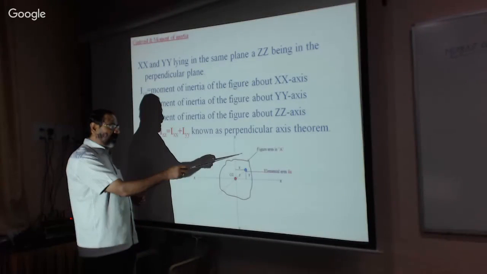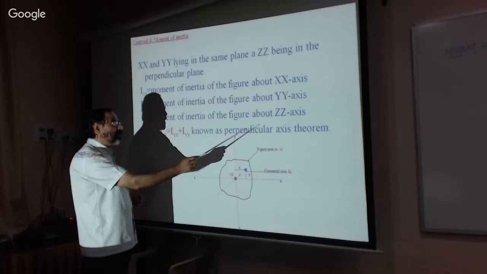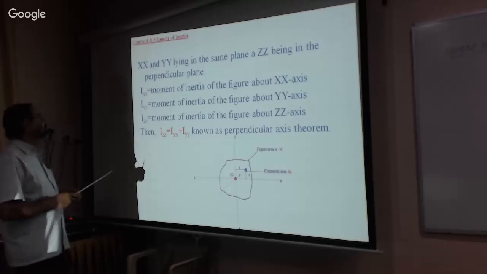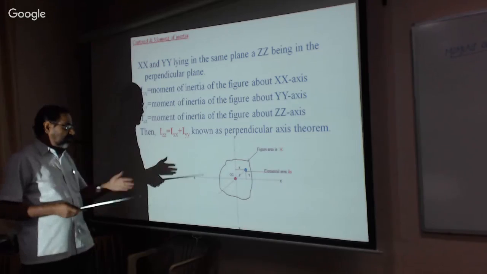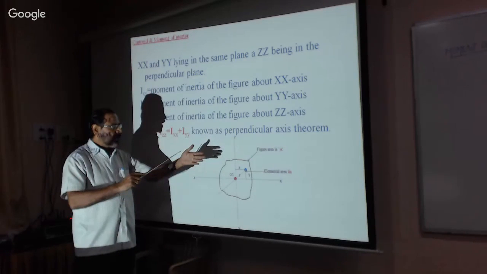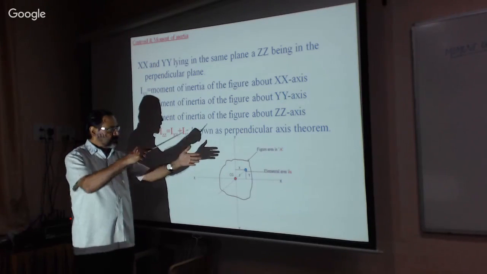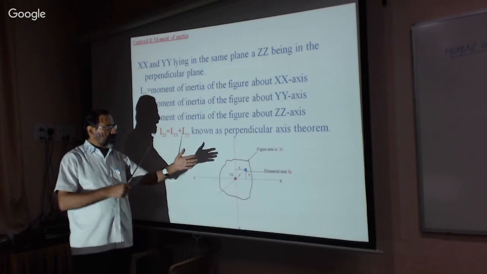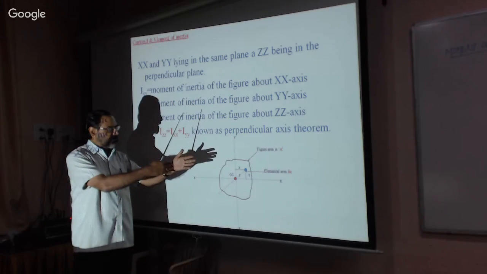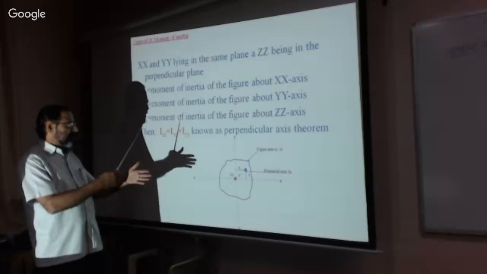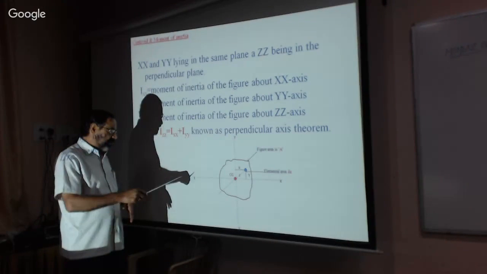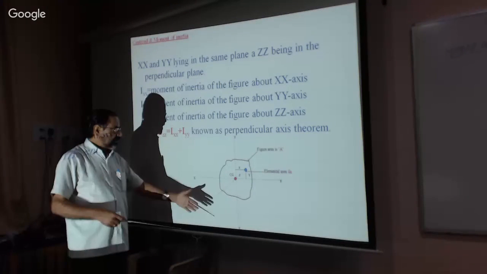The given figure has area A. Now let us understand. The x-axis and y-axis are in the same plane, and the z-axis is in the perpendicular plane. So the x-axis and y-axis are lying in one plane, and the z-axis is lying in the other, perpendicular plane.